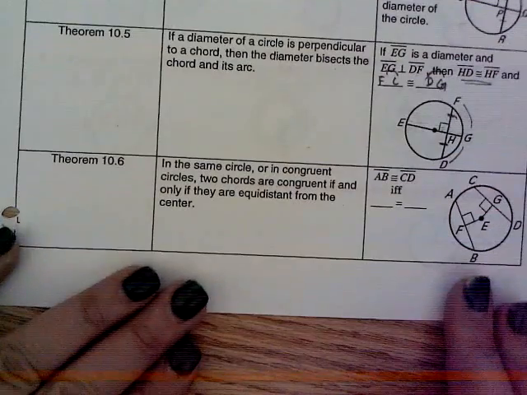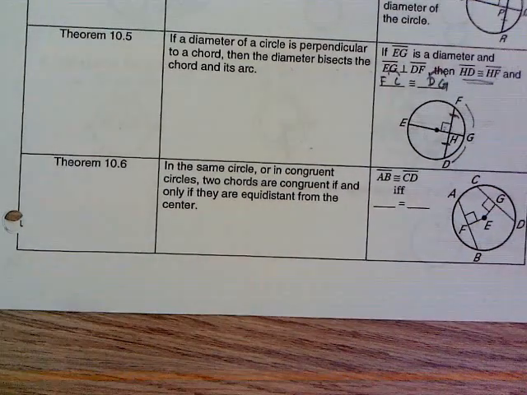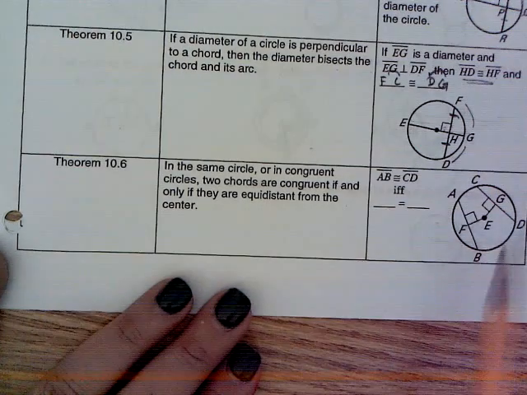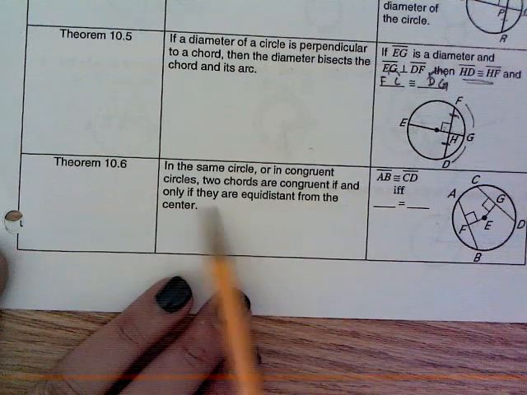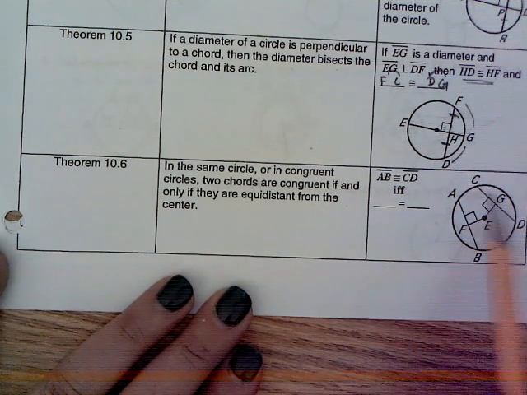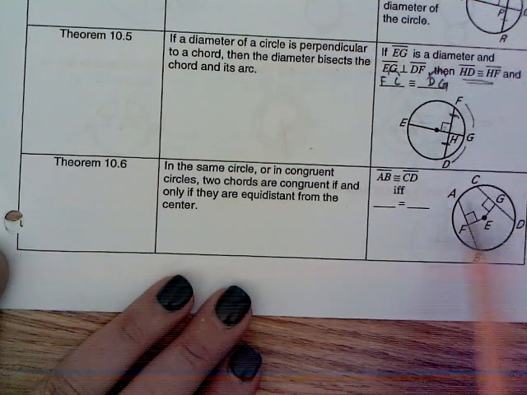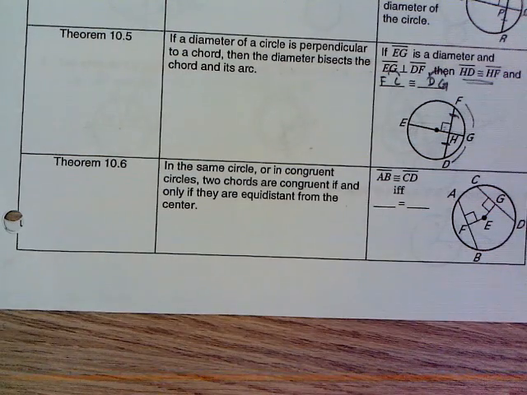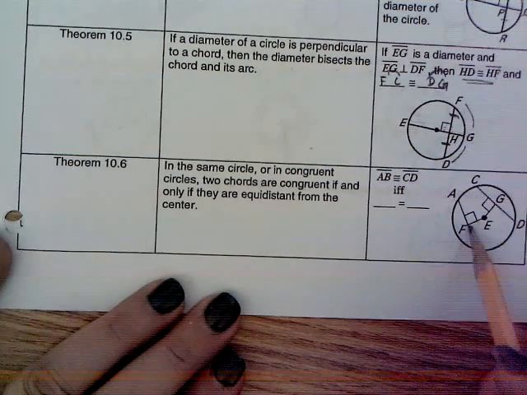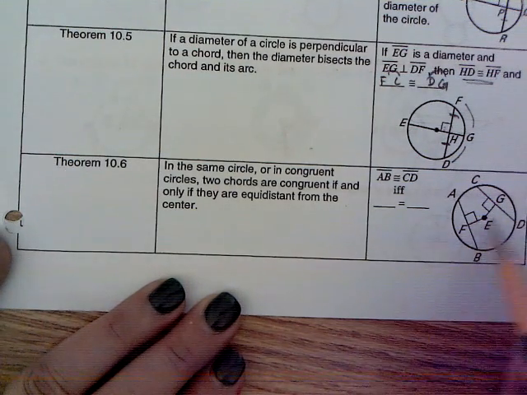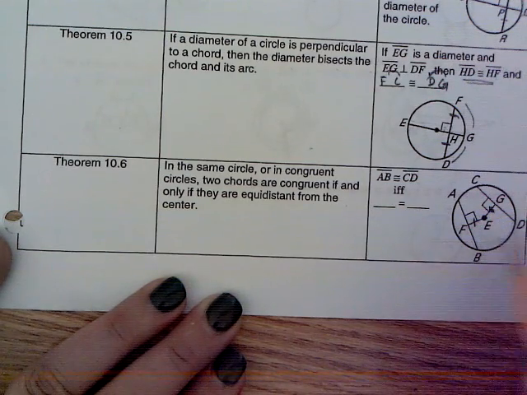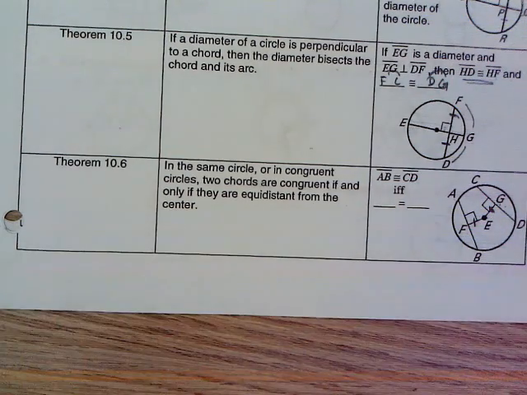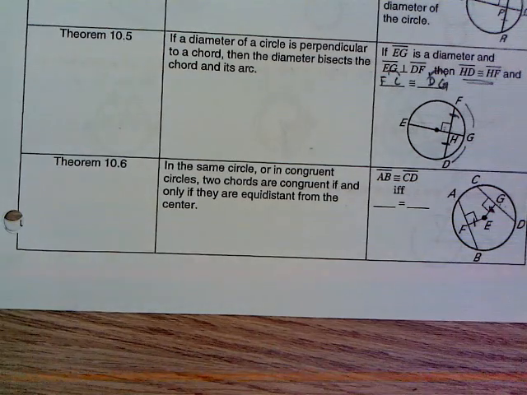And then the last theorem plays on the same bit of stuff. It says, in the same circle, or in a congruent circle, two chords are congruent if and only if they are equidistant from the center. So now we know that CD and AB earlier, if they were congruent, then their arcs are congruent. It's saying that now they can be congruent if they're the same distance. So if here EF is congruent to EG, then we know automatically that AB has to be congruent to CD.